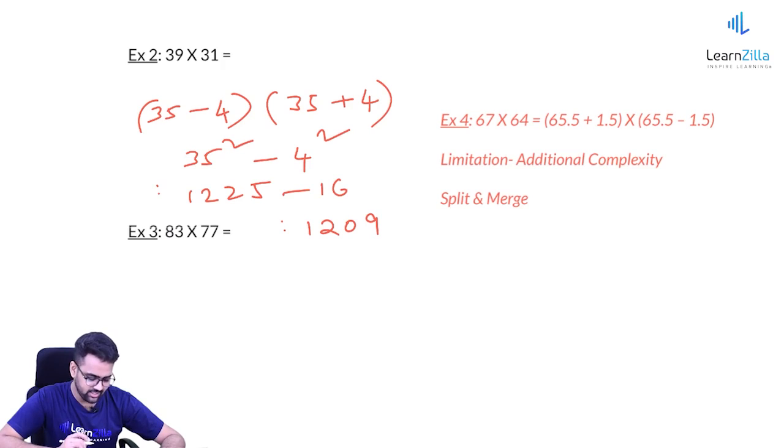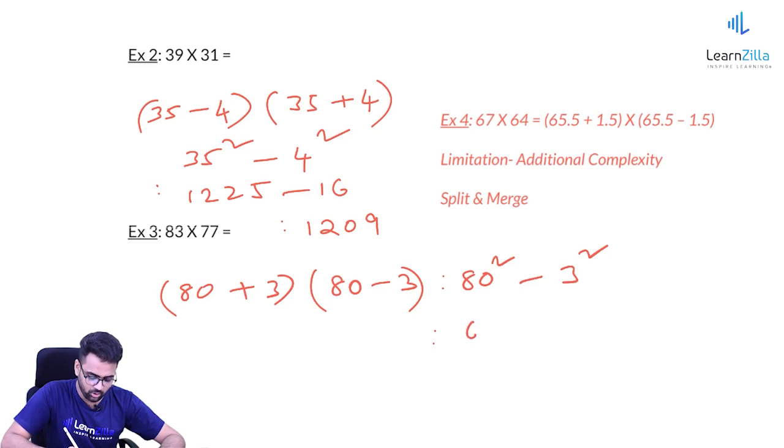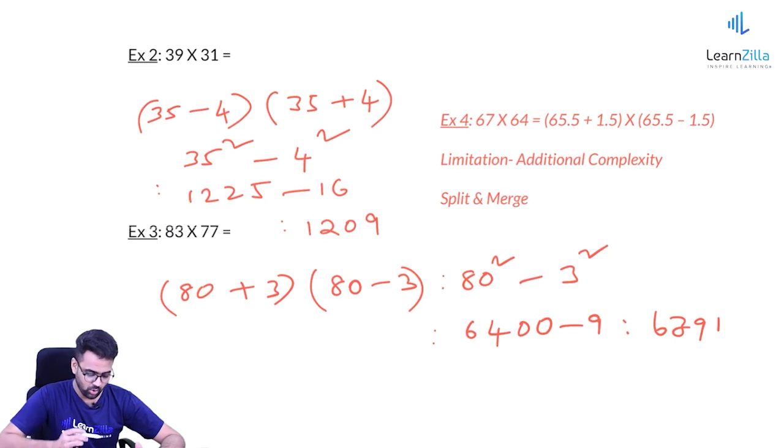And here you have 77 into 83. So 77 and 83 are not bounded by the common boundaries of 70 and 80. One is below 80 and one is above 80. So you will always go with the 10th value. So here I will write this as 80 plus 3 into 80 minus 3, which is 80 square minus 3 square. 8 square is 64, so this is 6400, minus 3 square is 9, so this is 6391.